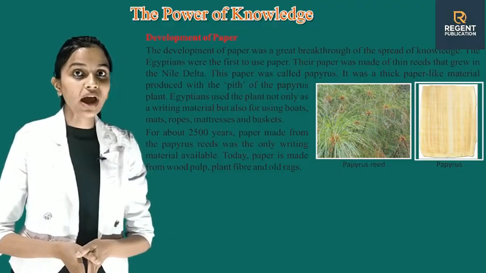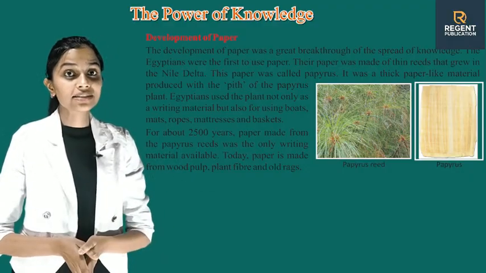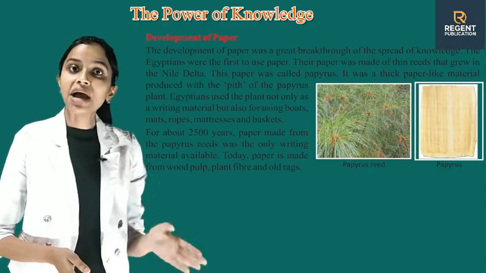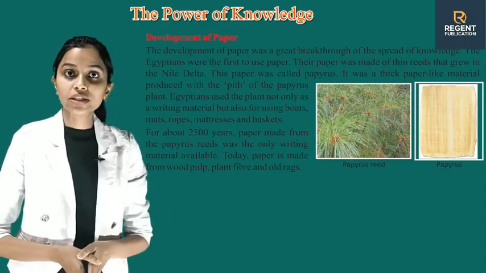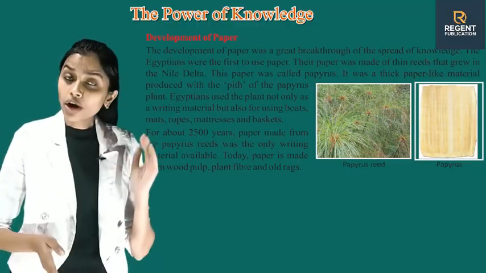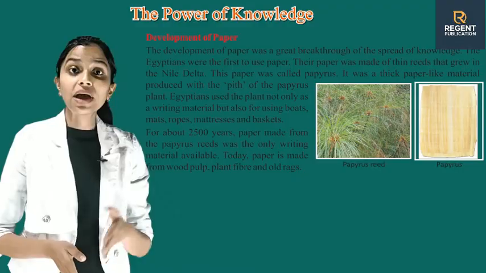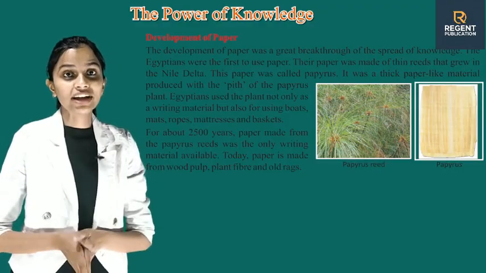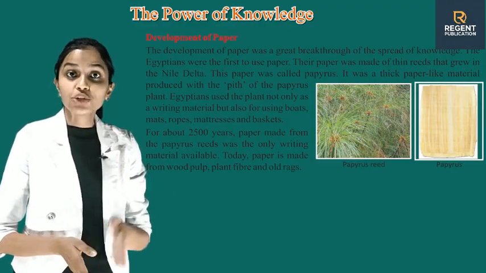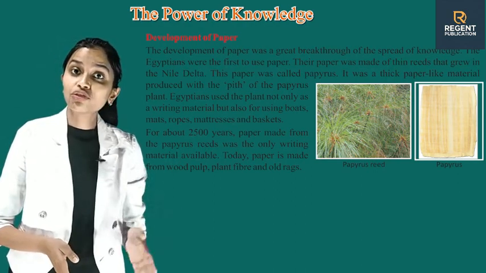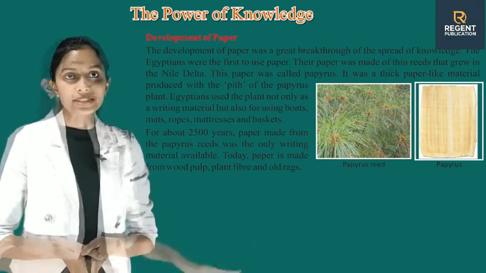Egyptians used the plant not only as writing material but also for making boats, mats, ropes, mattresses and baskets. For about 2500 years, paper made from the papyrus reeds was the only writing material available. Today, paper is made from wood pulp, plant fiber and old rags.